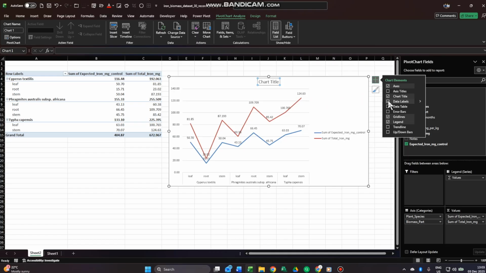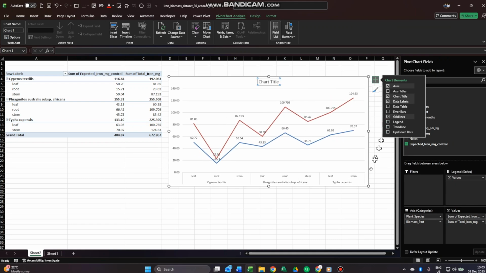Now, it might not be necessary to have the legend. Maybe I just want the indication. Clearly, that's the new measurements and that's the expected measurements. Okay, well done. We now need to put that into the actual report, but that's coming next.